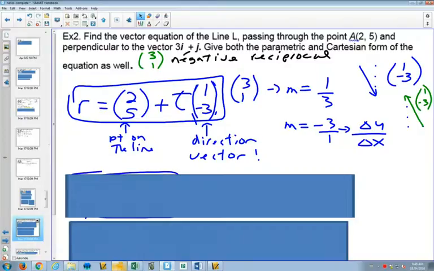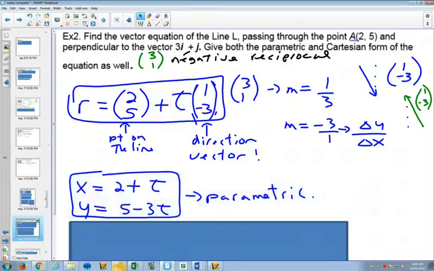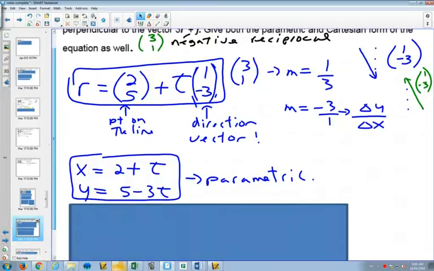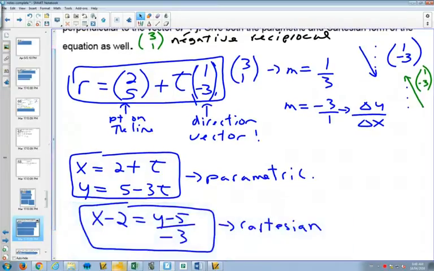So you just need a point on your line and your direction vector. You can write the parametric forms by looking at just your x and y coordinates. And you can look at your Cartesian form by solving for t and making them equal.